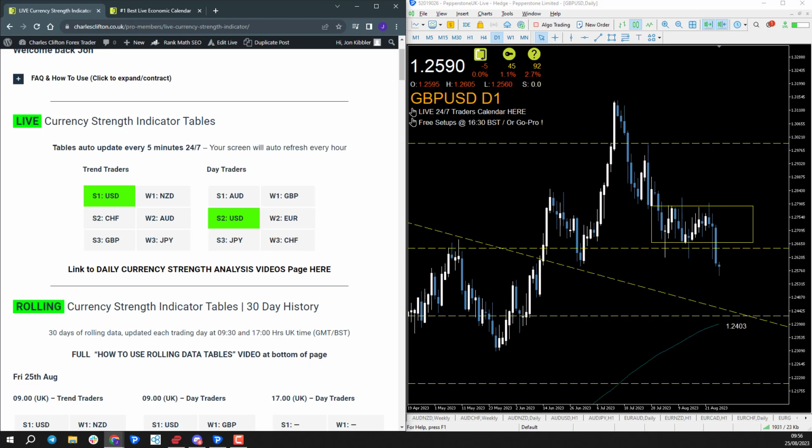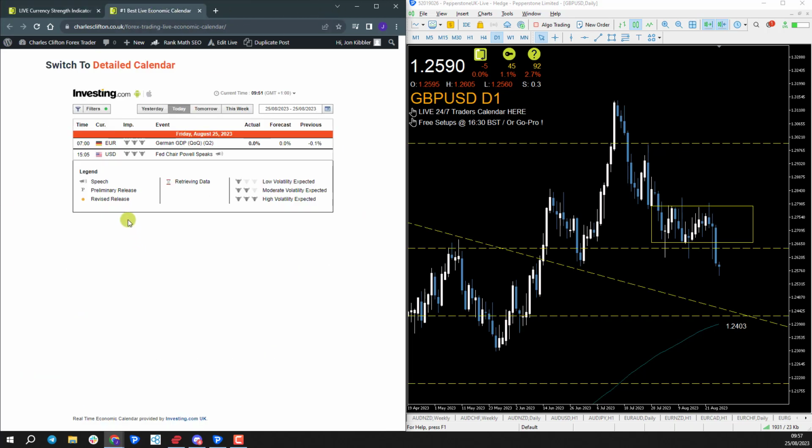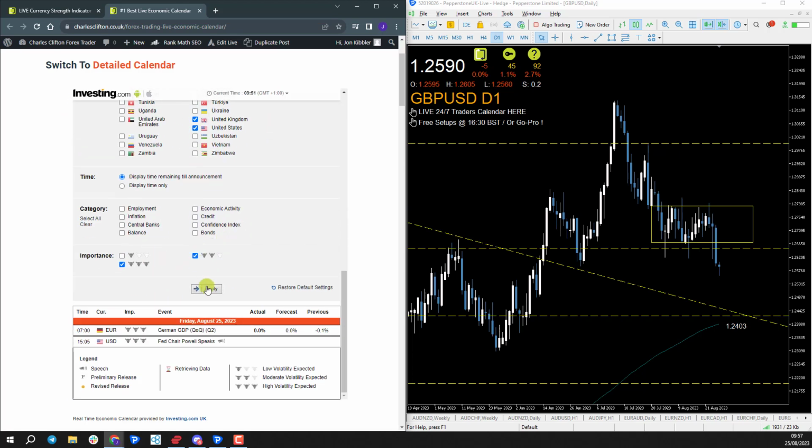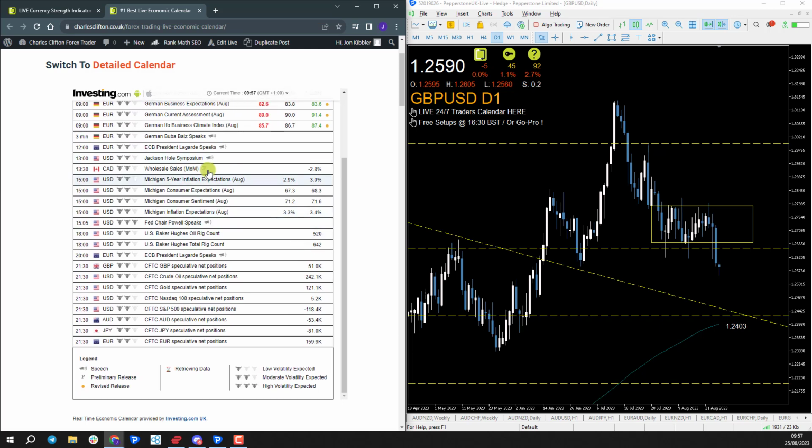Today is going to be a very big day in the markets. It is Jackson Hole this week, and Federal Chair Powell is speaking at 3 p.m. today. We also have President Lagarde, I believe, speaking today. If we just click here, at 12 we have ECB President Lagarde speaking as well.